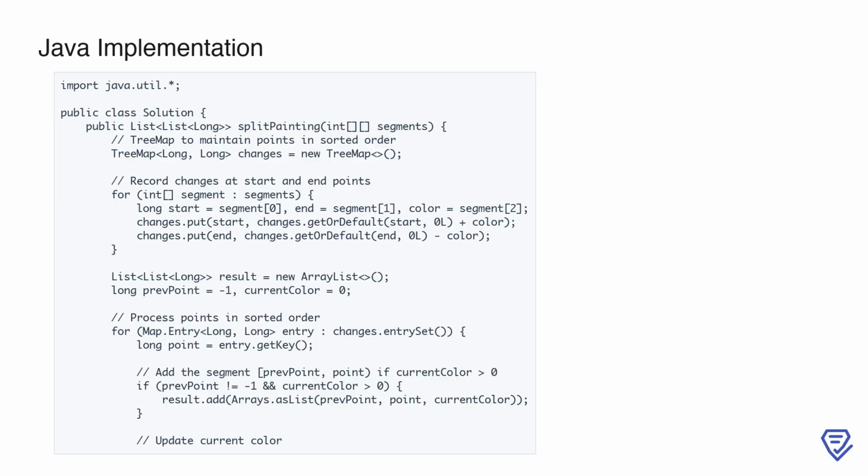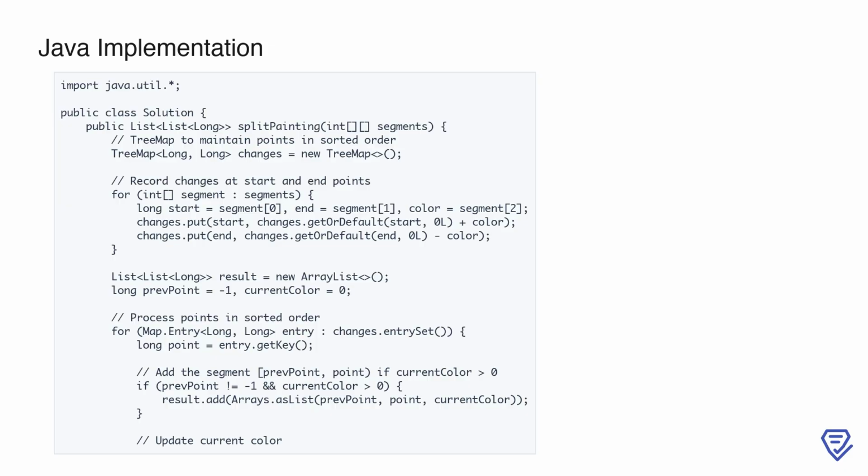Here, we begin by importing the necessary Java utilities and defining our solution class. Within it, we create the splitPainting method, which accepts a 2D array of segments. First, we use a TreeMap to store the points where changes in color intensity occur. The TreeMap is useful because it automatically maintains the keys in sorted order, which is crucial for processing these points sequentially later. Next, we iterate over each segment in the input.